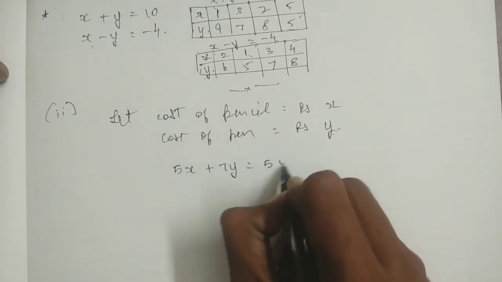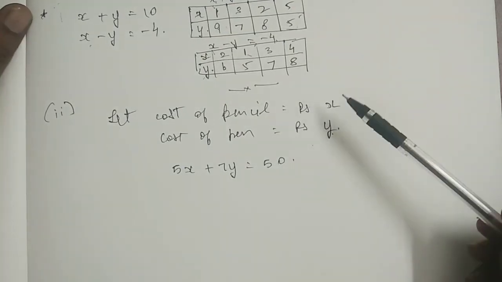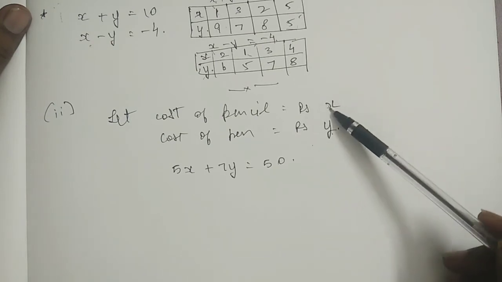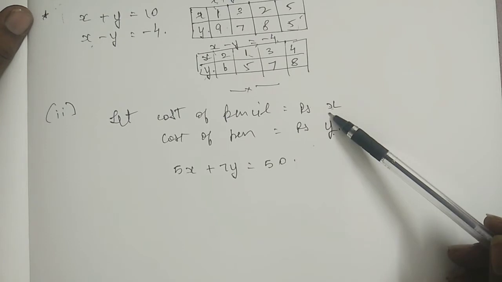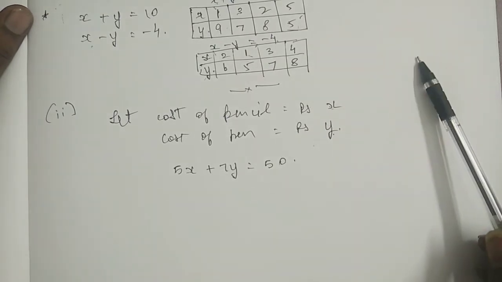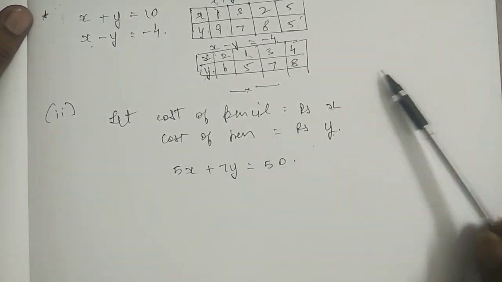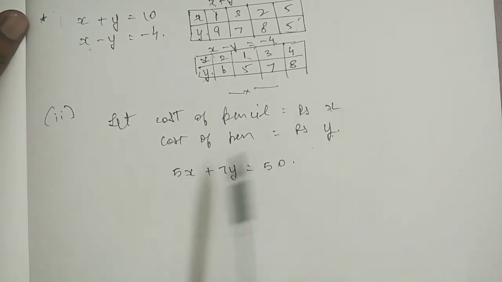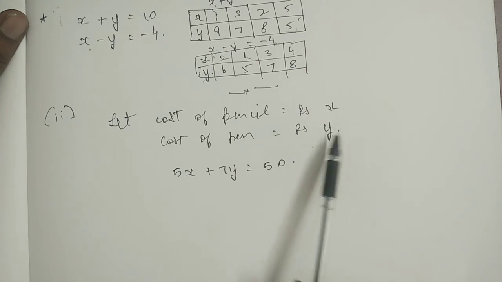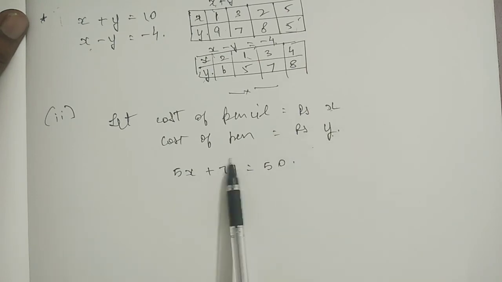Okay, why did I write this equation? They have told us that the cost of one pencil is x, right? So if I buy 5 pencils, it's going to be 5x. If the cost of the pencil is 2 rupees, and I buy 5 pencils, it's going to be 5 into 2, 10. Similarly, we don't know the value here, but we know the variable, so we're doing 5x. And we are buying 7 pens now, and the cost of a pen is y, therefore 7y.